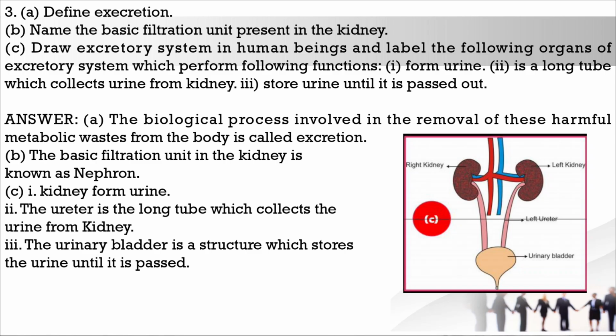Answer for it. The biological process involving removal of harmful metabolic waste from the body is called excretion. The filtration unit in kidney is known as nephron. Kidney forms urine. The ureter is a long tube which collects the urine from kidney. Urinary bladder is a structure which stores the urine until it's passed. Diagram of excretory system is given.